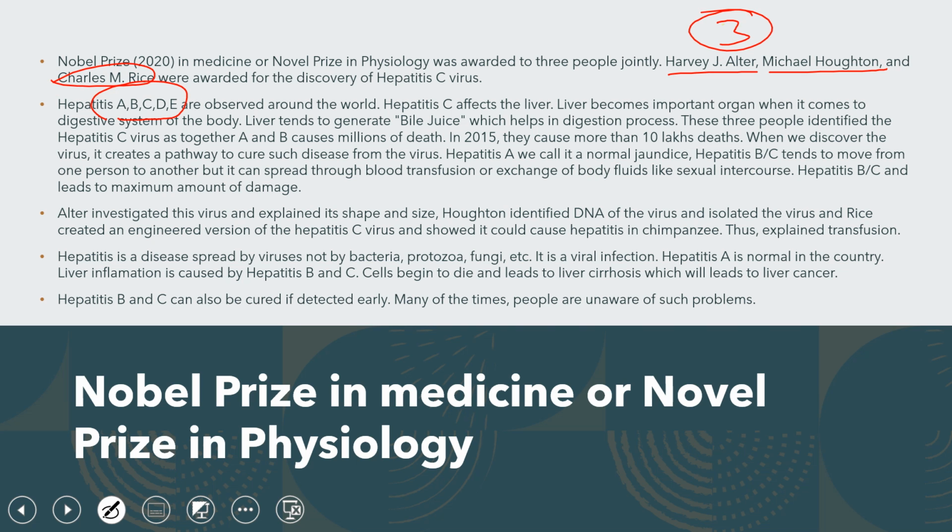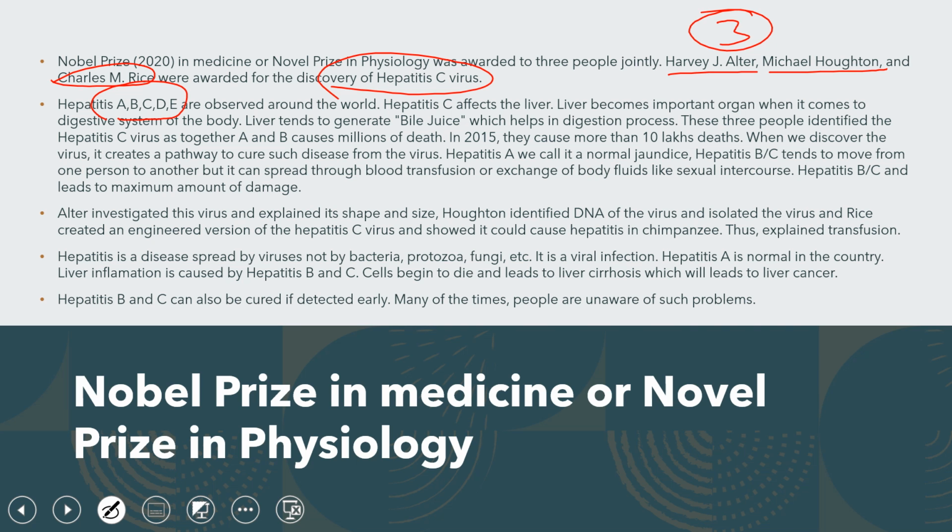So these 3 names are given jointly: Harvey J. Alter, Michael Houghton and Charles M. Rice. For what? For the discovery of the hepatitis C virus. Why is it so important? Because, as we saw in the introduction, the Nobel Prize is given if someone has done very good work for the welfare of the humankind.